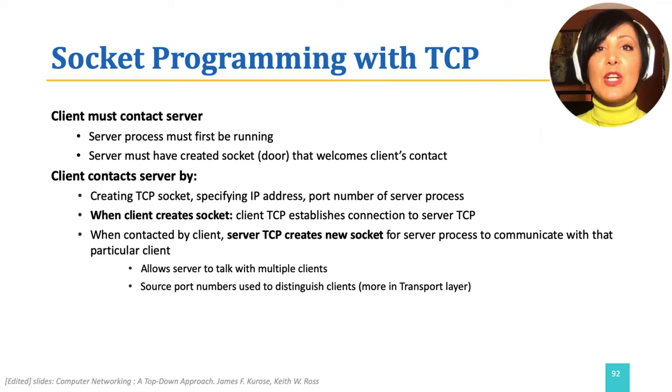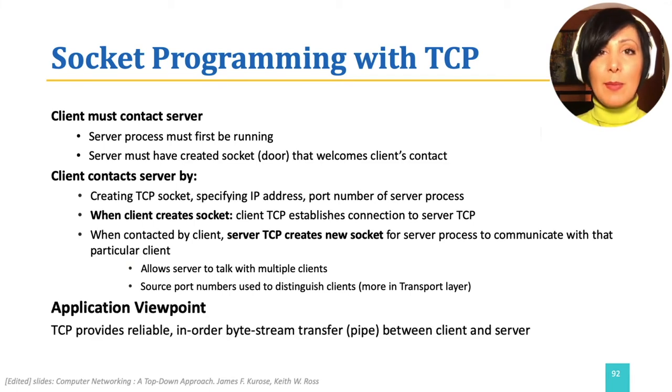The TCP server creates a new socket, other than the always-listening socket it has, and establishes the connection from the new socket to the client. This lets the server talk to multiple clients at a time and not be blocked at its main socket with a single connection. TCP, as we discussed, provides reliable in-order byte-stream transfer between client and server.